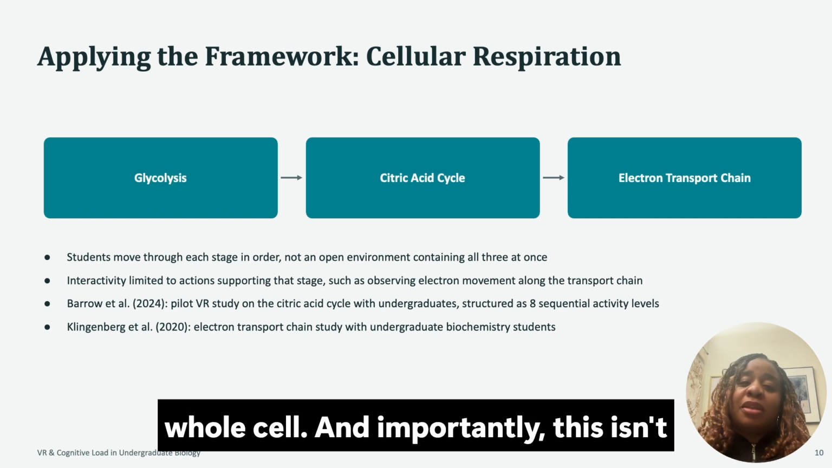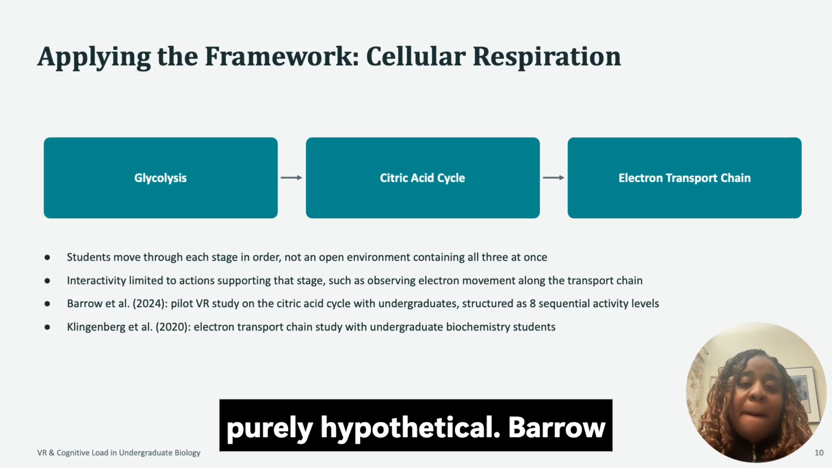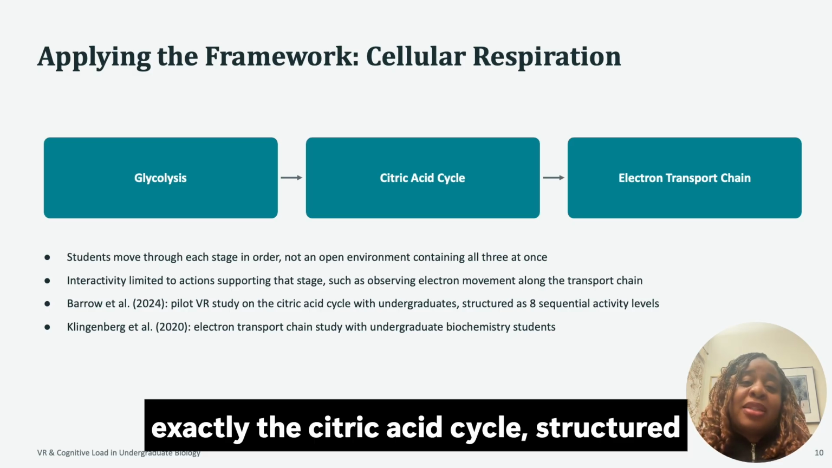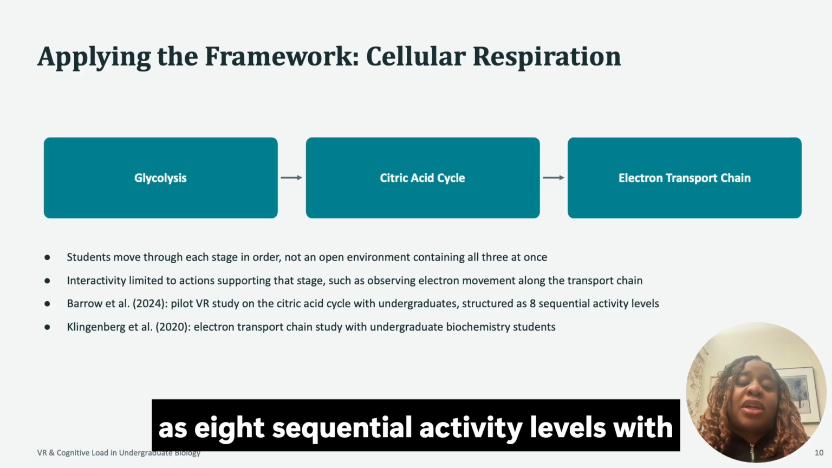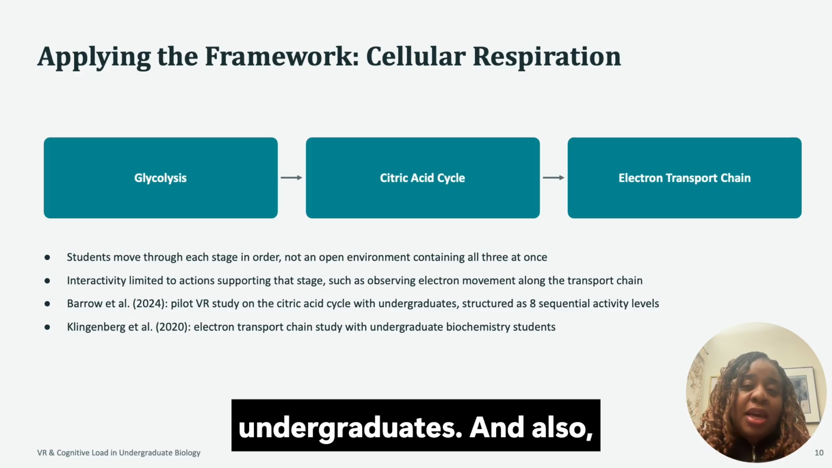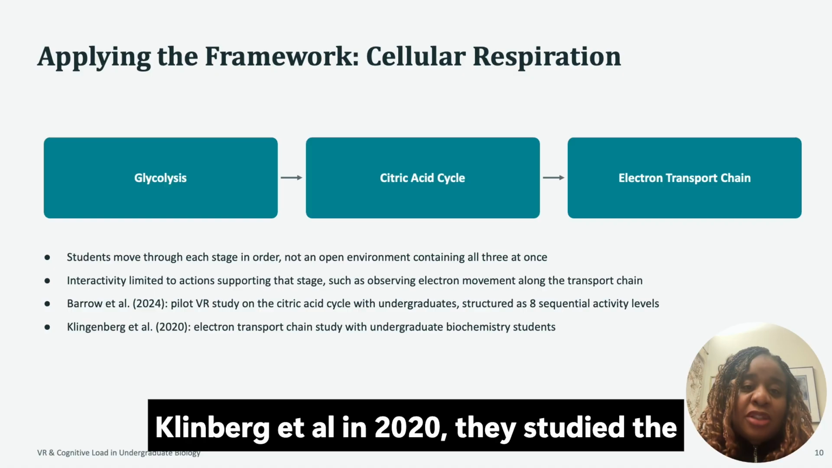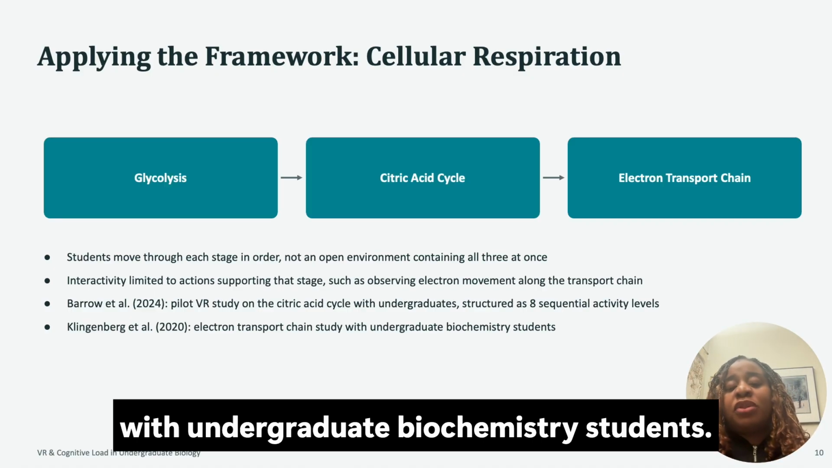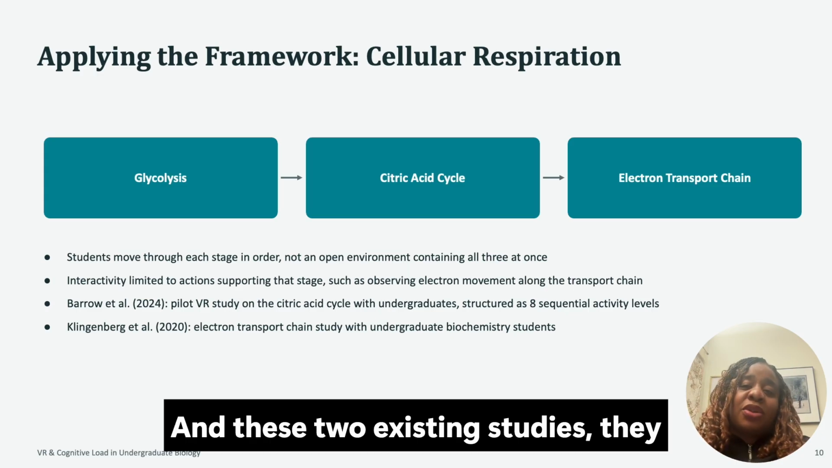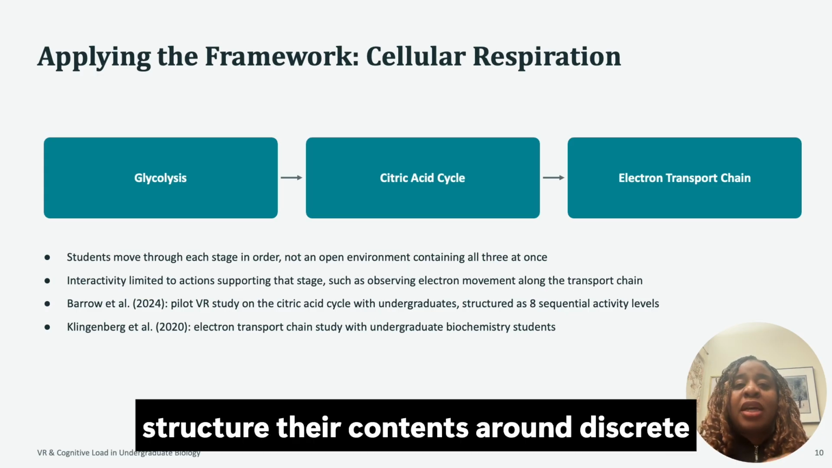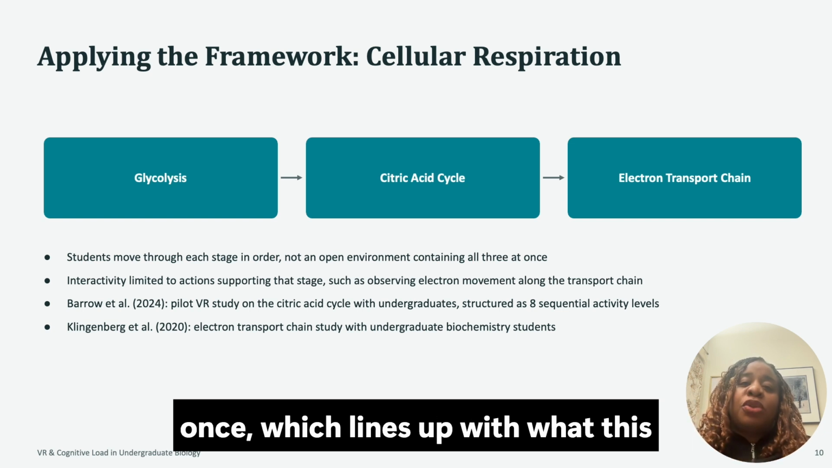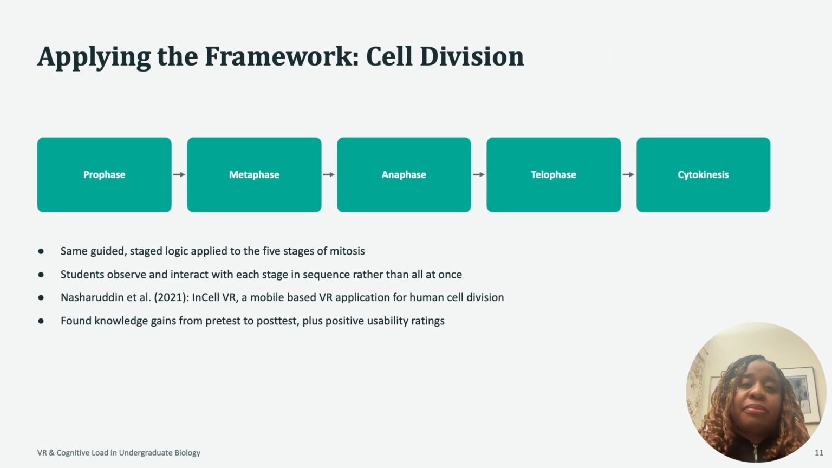And importantly, this isn't purely hypothetical. Barrow et al. in 2024 ran a pilot VR study on exactly the citric acid cycle, structured as 8 sequential activity levels with undergraduates. And also, Kleinberg et al. in 2020 studied the electron transport chain, specifically with undergraduate biochemistry students. These two existing studies structure their content around discrete steps rather than the full pathway at once, which lines up with what this framework proposes.